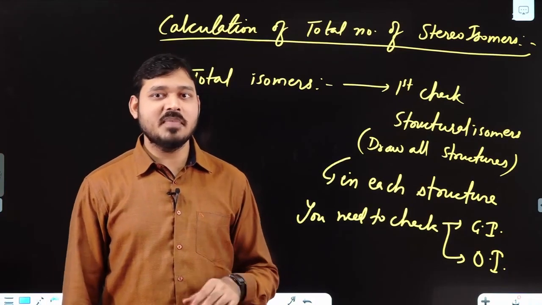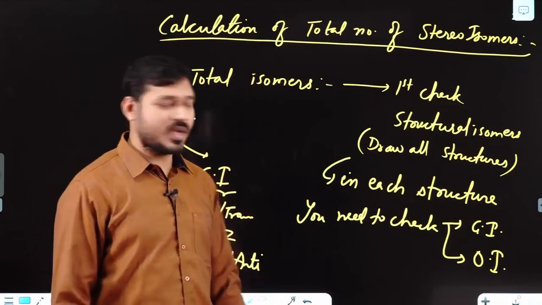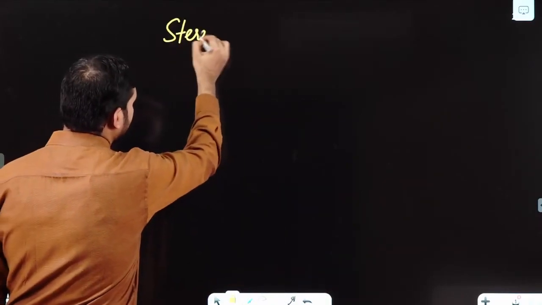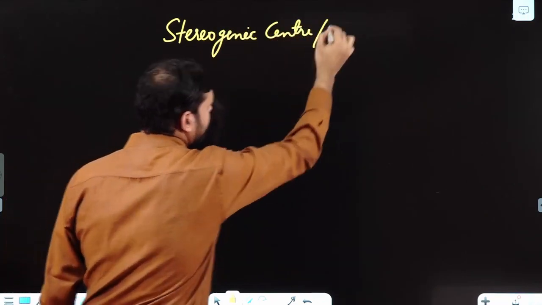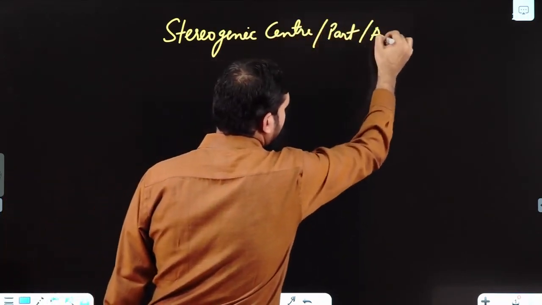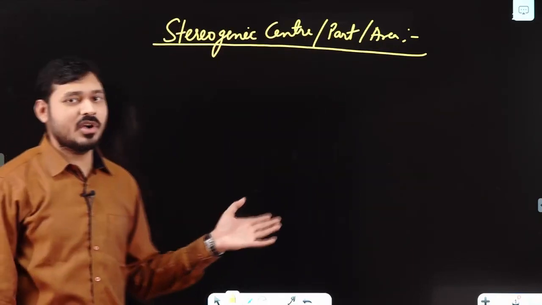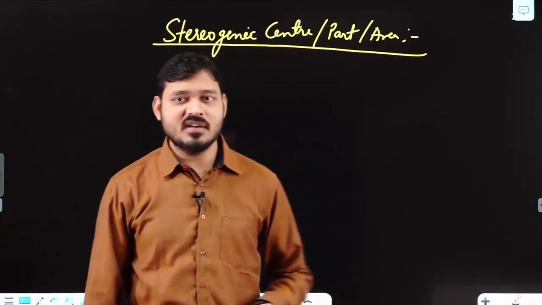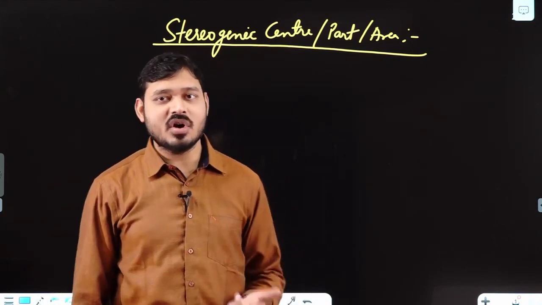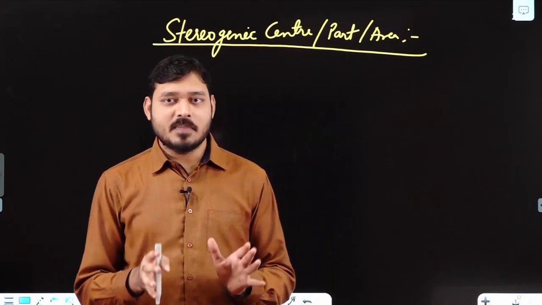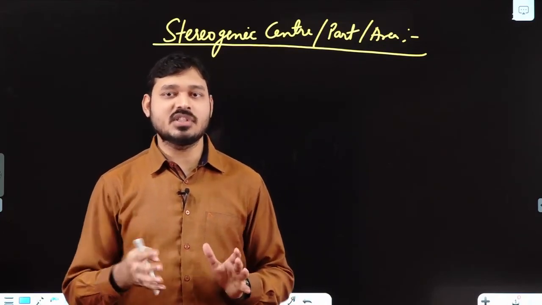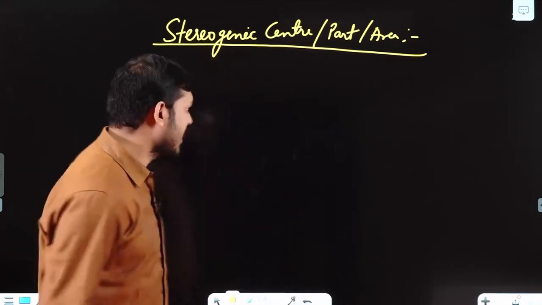First of all, let me introduce a few terms which are used. Now what is a stereogenic center or part or area? Simply it is called a stereogenic center, but sometimes we use the term stereogenic part or stereogenic area. Any part of the molecule or compound which contributes to stereoisomerism is called a stereogenic center or part.